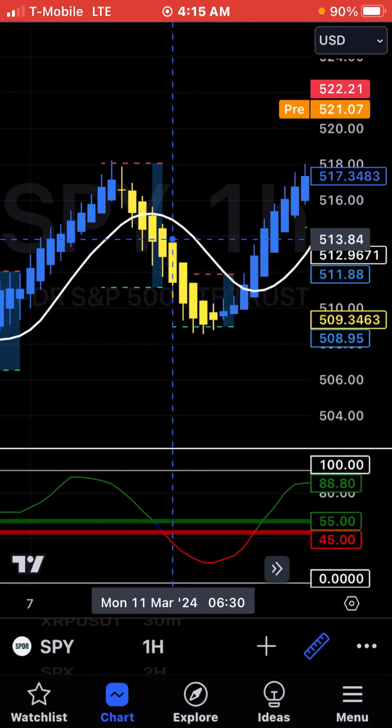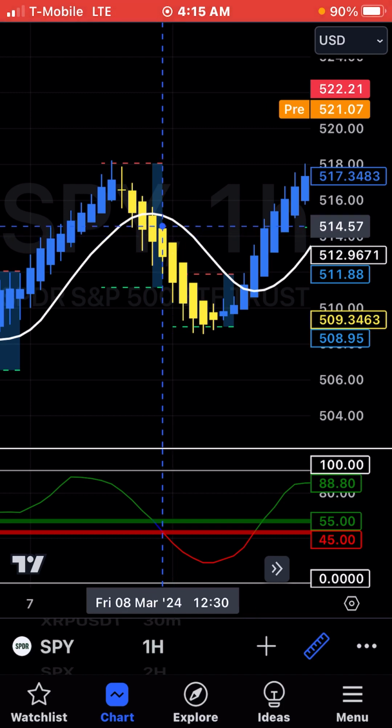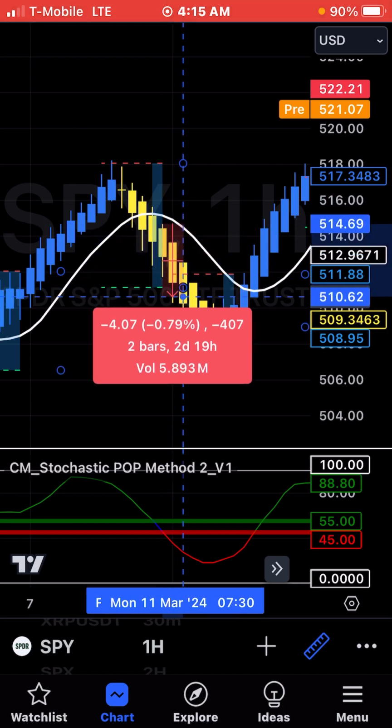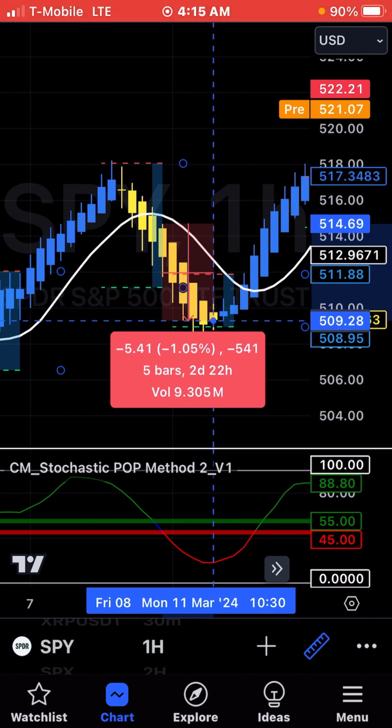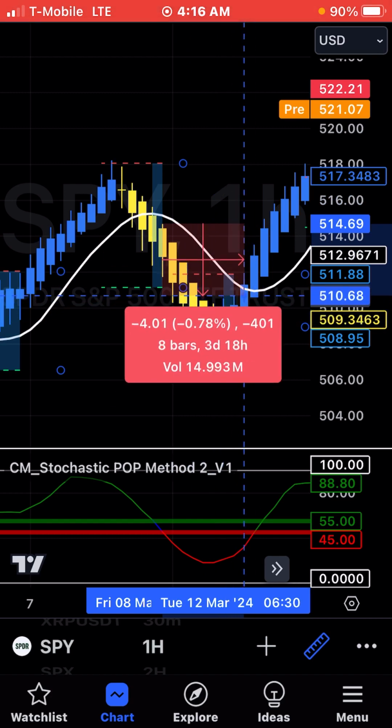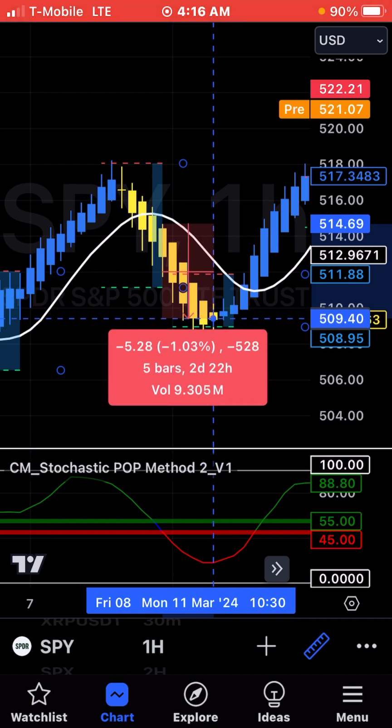So let's see right here. You see the red line going below. And you ride it out. You could wait for it to cross the linear line, which would be $400. Or you can get out right before it does, and you would have $528.